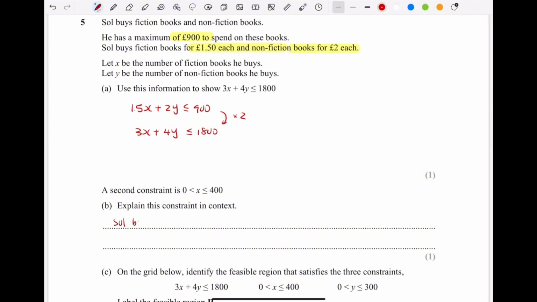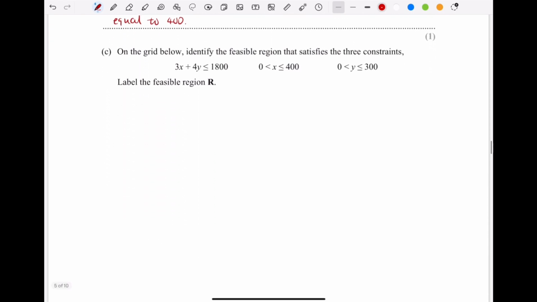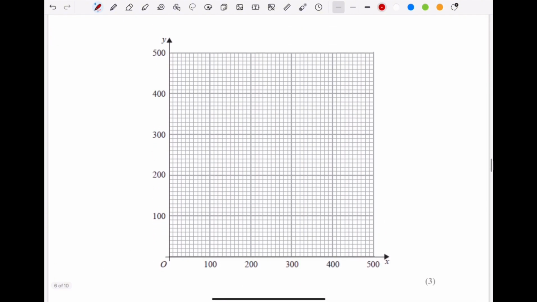That means he will buy more than 0 fiction books, but fewer than or equal to 400 books. So the number of fiction books he buys will be between 0 and 400. So what we need to do now is draw these lines and find the region that satisfies all the inequalities. So first, let's start with 3x plus 4y is smaller than or equal to 1,800.